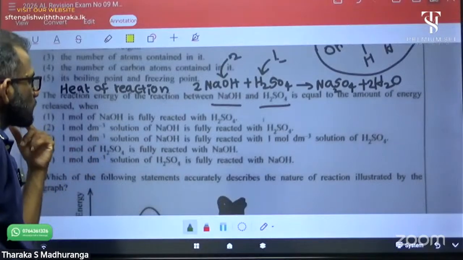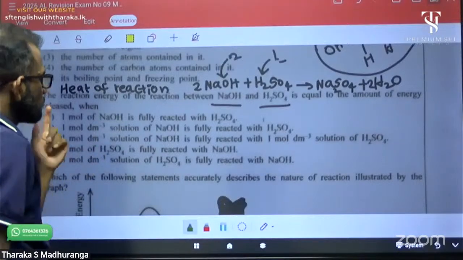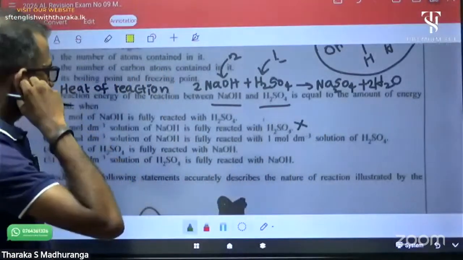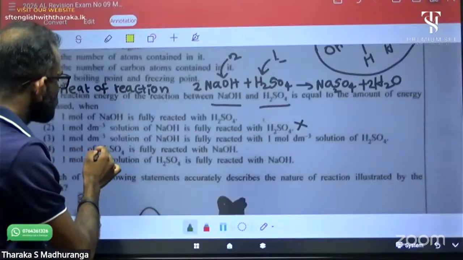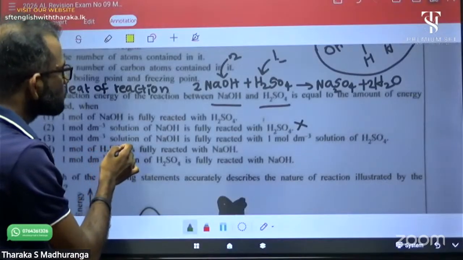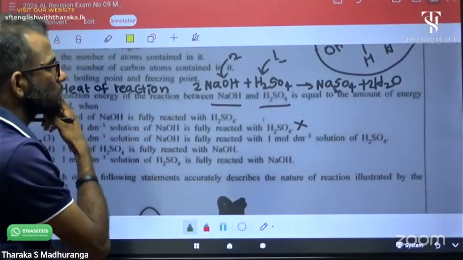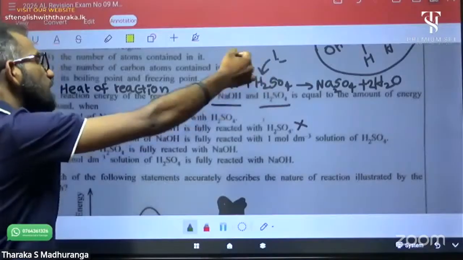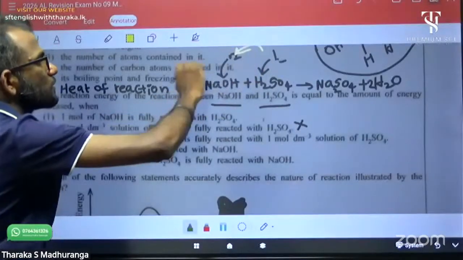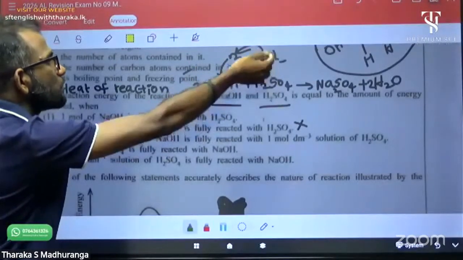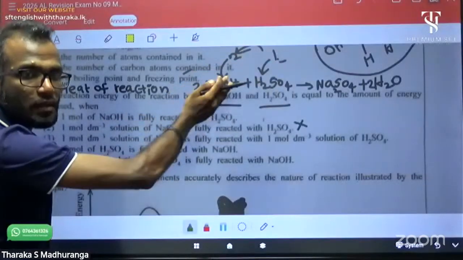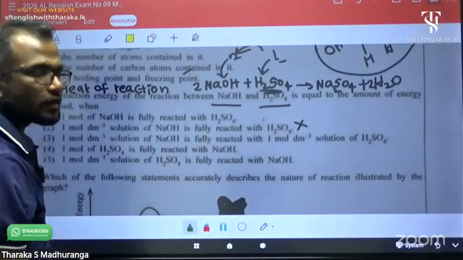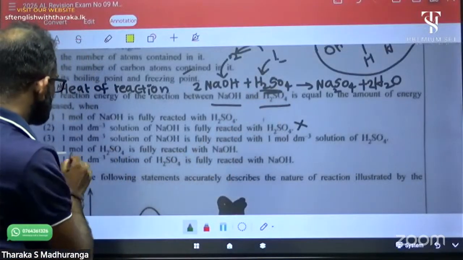The concentration of the solution is not related to that. This answer, 1 mole of sulfuric acid, H2SO4, is fully reacted with sodium hydroxide. Yeah, 1 mole of sulfuric acid is fully reacted with sodium hydroxide. That's correct. The sulfuric acid is the limiting one. That's it.